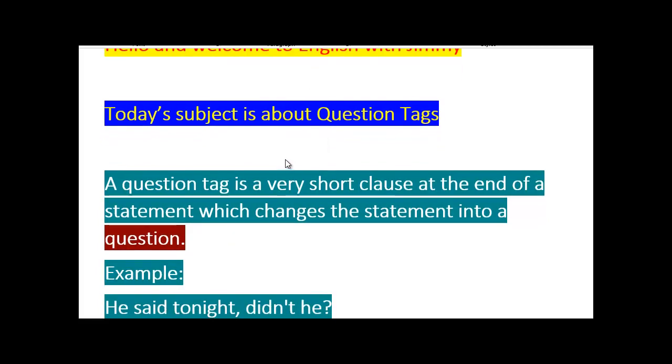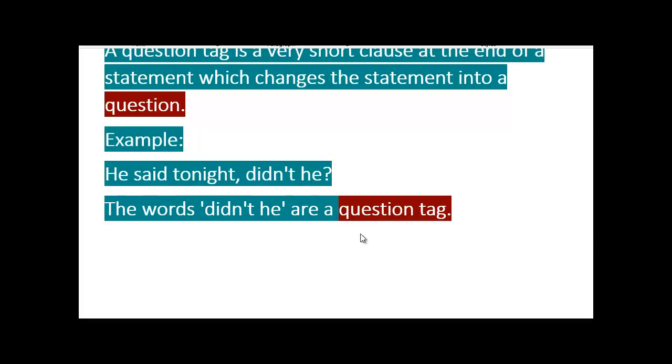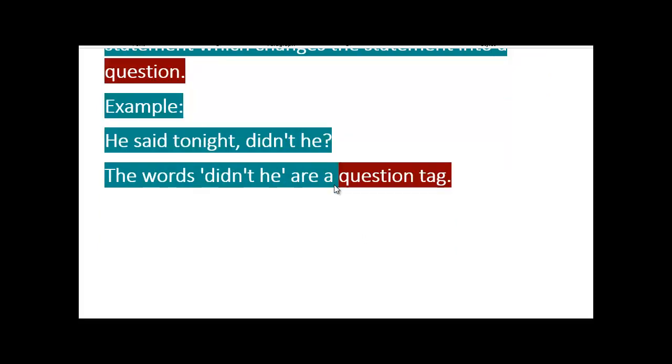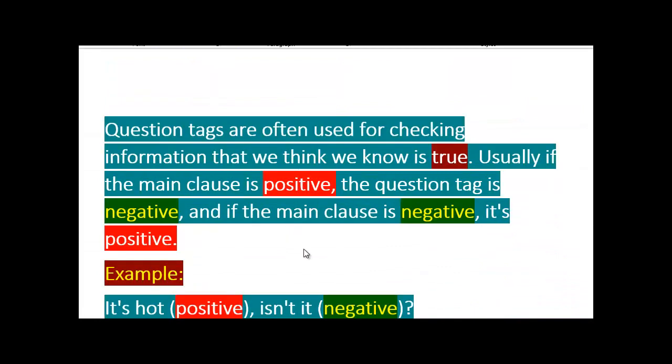Okay, a question tag is a short clause at the end of a statement that changes it into a question. Example: He said tonight, didn't he? So, didn't he is the question tag. You're trying to confirm what the person said. Question tags are often used for checking information that we think we know is true.